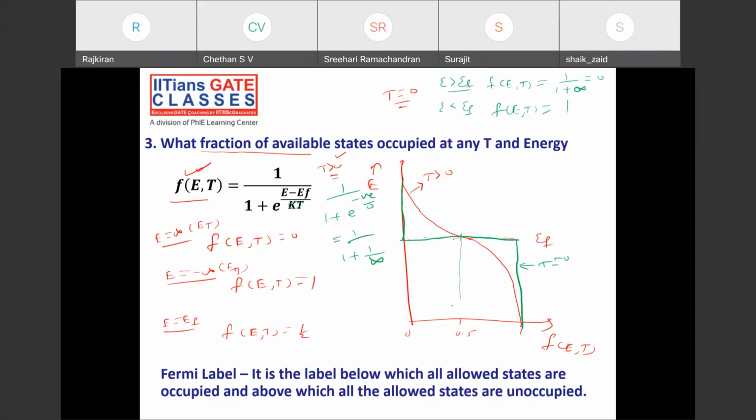So what is the meaning of this EF? At temperature T equal to 0, all the states, if available, above EF will be unoccupied. All the states below EF, if available, are occupied. Clear? So this is my probability function.